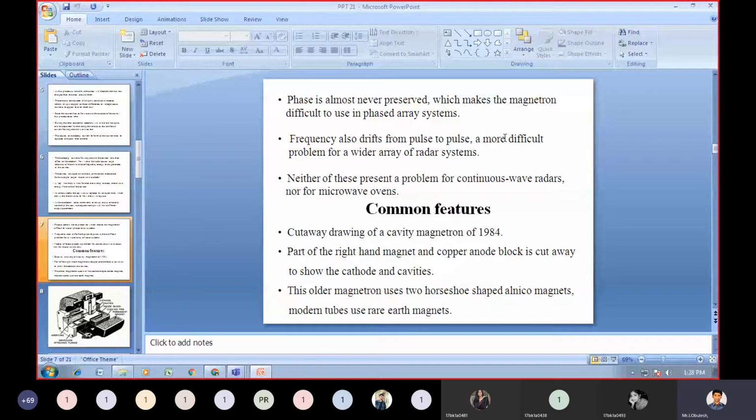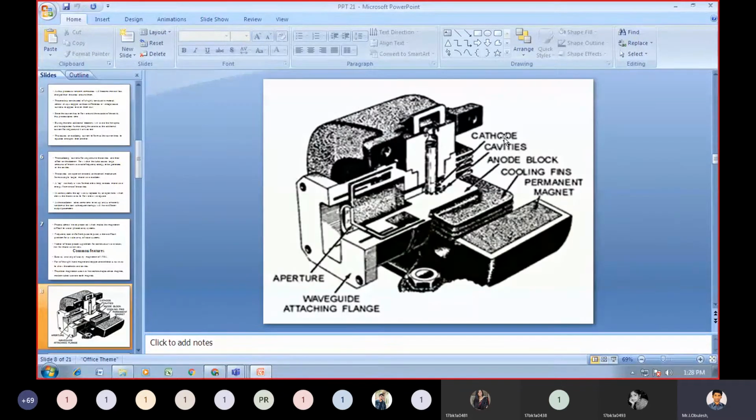Okay, coming to features. What are the features we have for the cavity magnetron? Before discussing the features, first you need to see the cutaway diagram of a cavity magnetron. This is the cutaway drawing of a cavity magnetron.